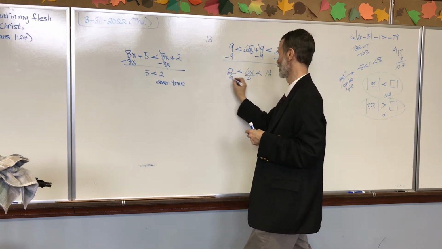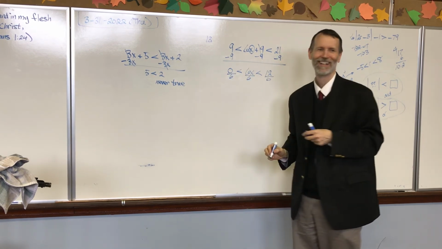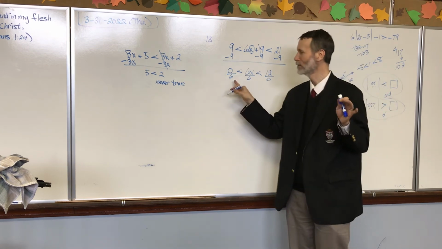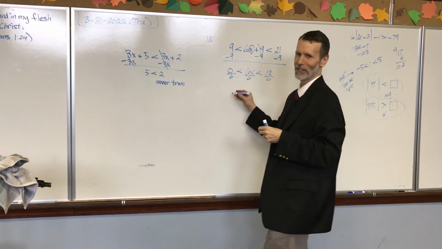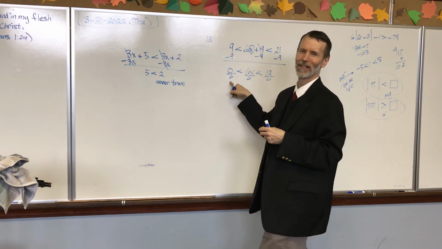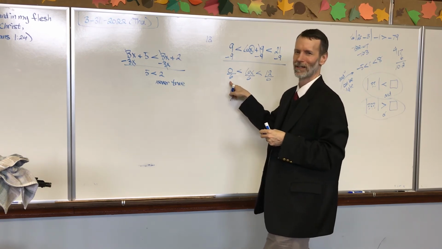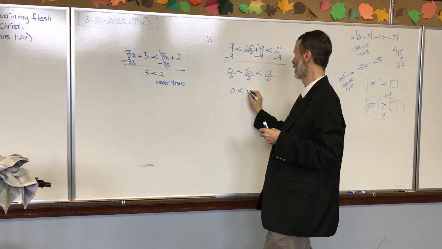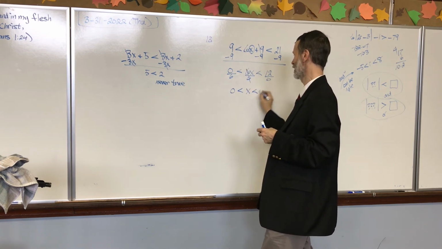Correct. I hope you're not superstitious. What's 0 divided by 6? 0. Does that flip the sign? No. So 0 is less than x, which is less than 2. Got it.